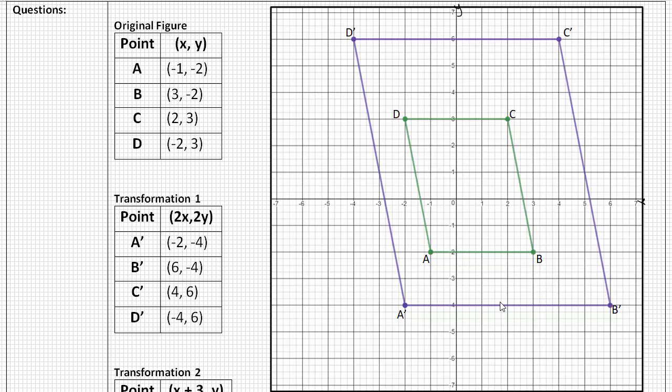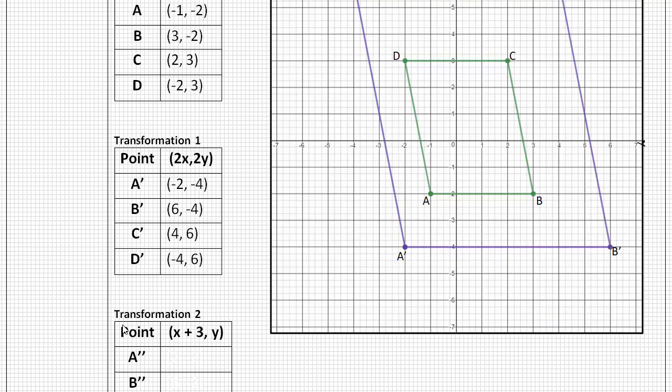We're going to do one more transformation to our original figure. Let's take a look. For our second transformation, here's the rule that we're being given. Again, we're going to use this rule on the original xy coordinates for our original figure up here at the top. And what do you think it wants us to do? The rule is x plus 3, y.